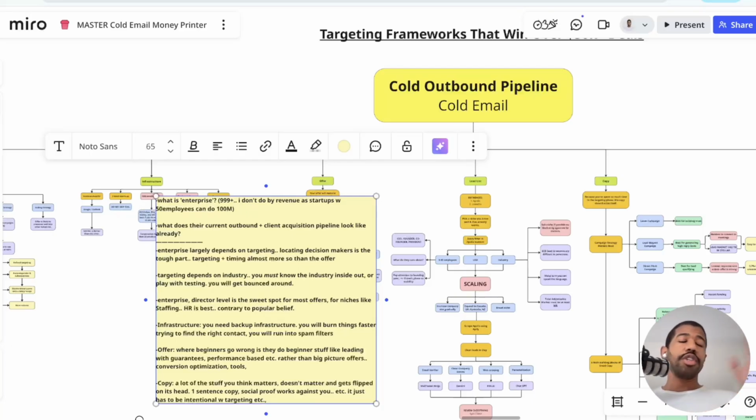For most industries, director level is the sweet spot. Enterprise, so 999 plus employees. Director level. Now, if we are talking about niches like staffing and recruitment, contrary to popular belief, at the enterprise level, so companies of that magnitude, and people will be mad at me, but I have the proof to back it up, HR is the best. HR and talent acquisition are the best folks to reach out to.